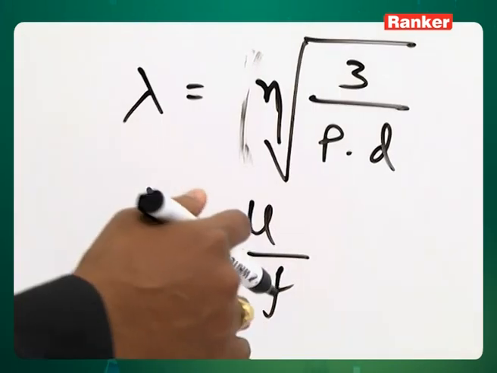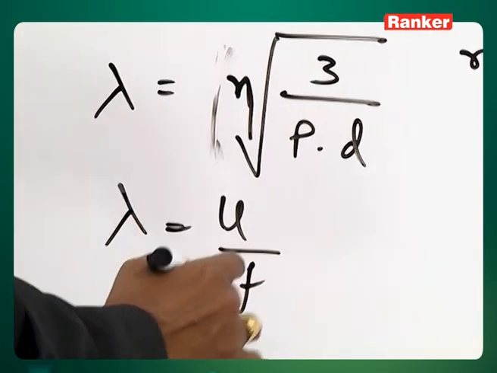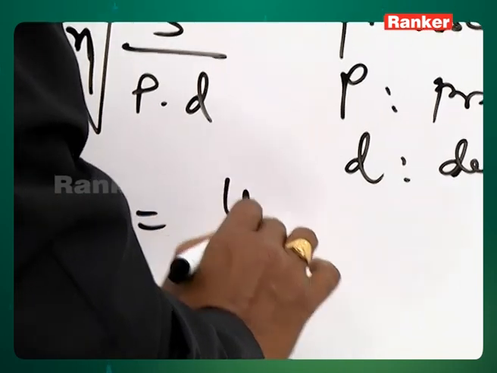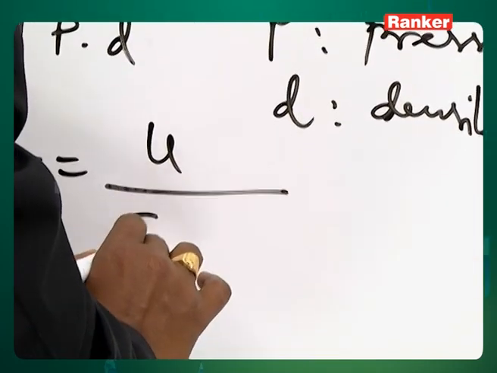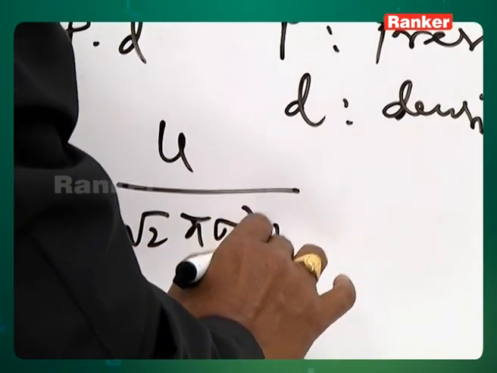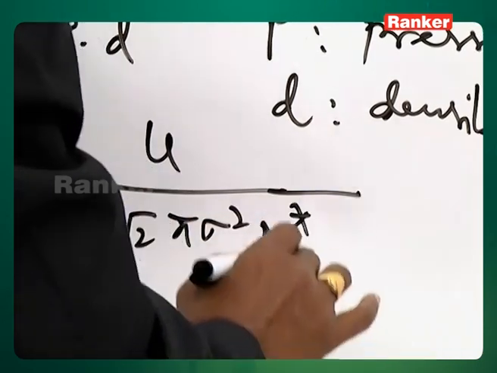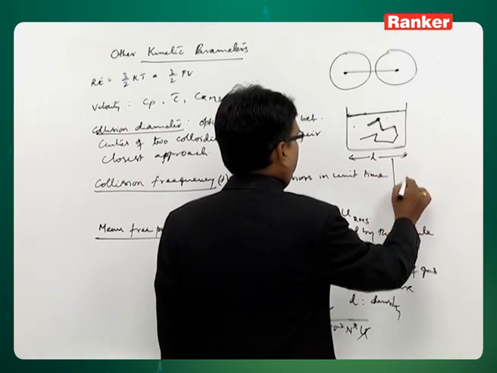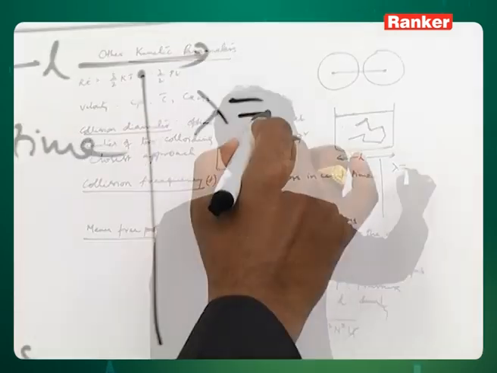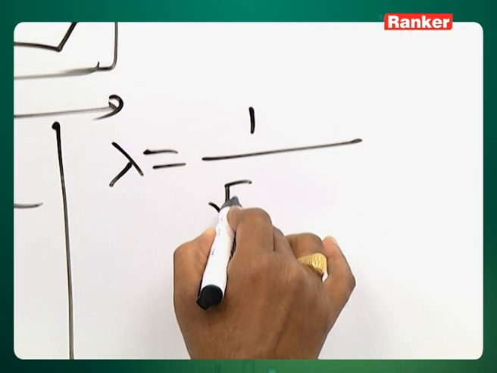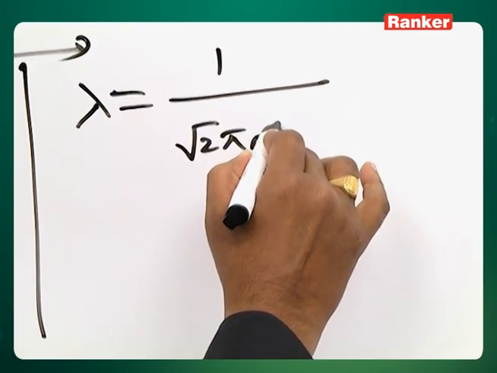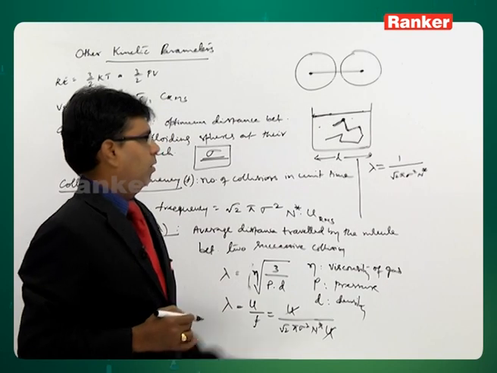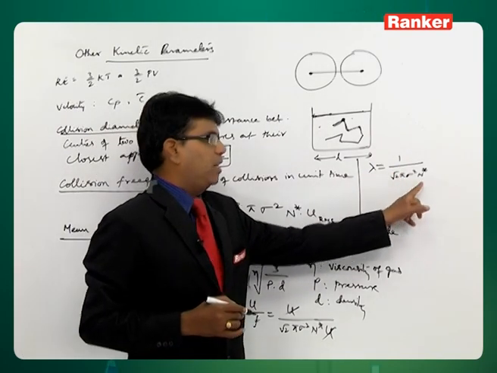So lambda is equal to u by f, and this is equal to u, the velocity, by root 2 pi sigma square n star u. Now u cancels. So from this, lambda is equal to 1 by root 2 pi sigma square n. Lambda is equal to 1 by root 2 pi sigma square n.